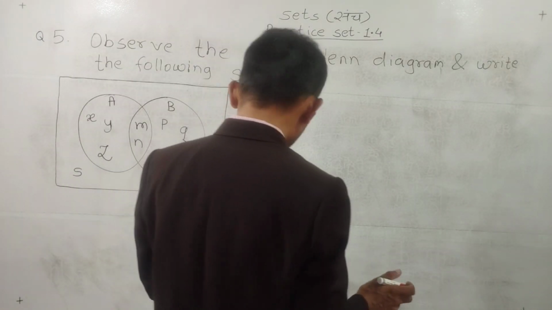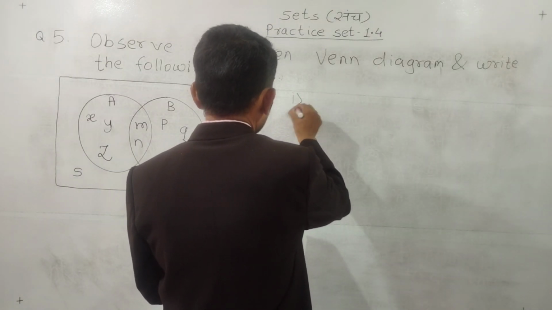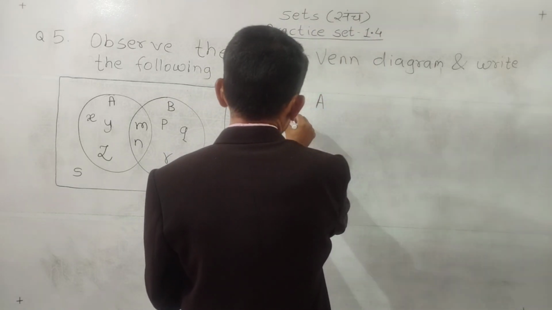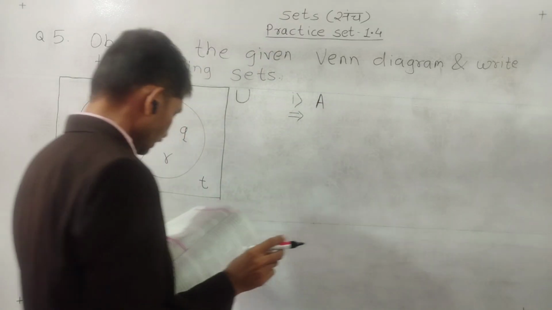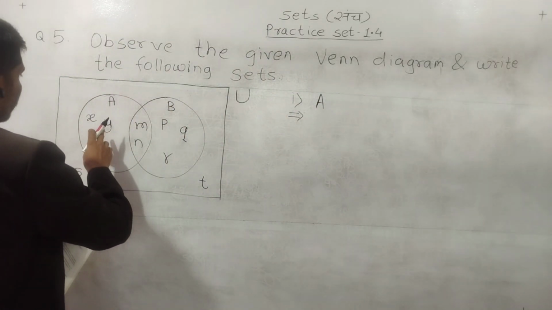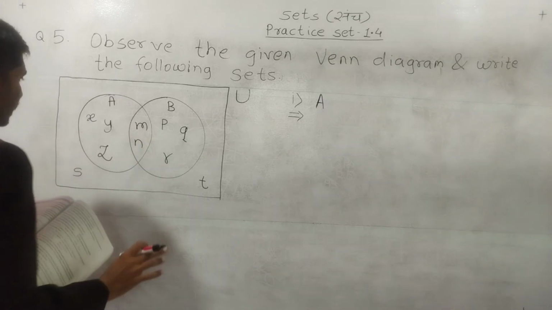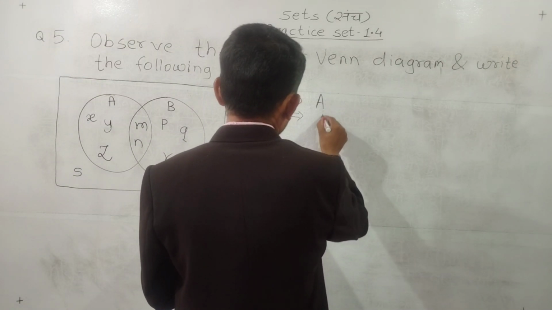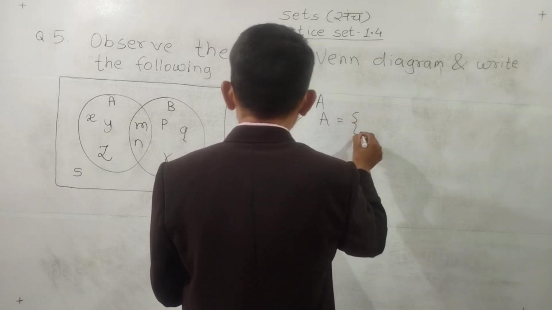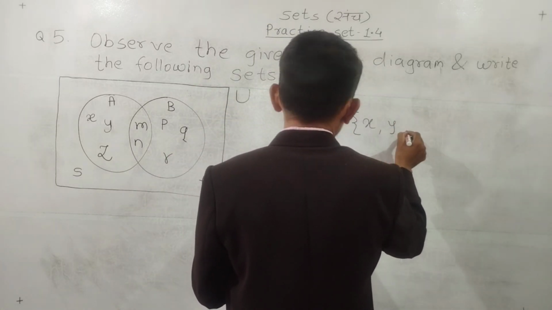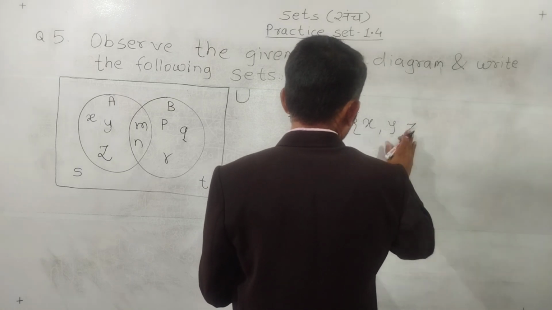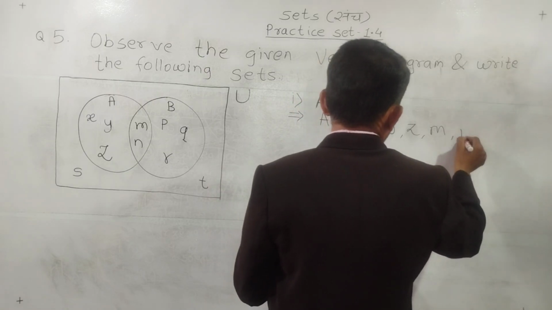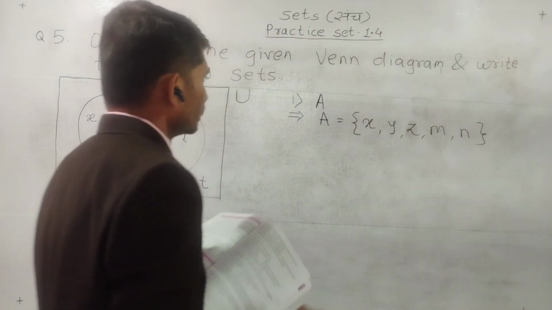Now, what examples are given here? See, what we have to write: set A. How can we write the set A? We have to write all the elements from set A: x, y, z, m, n, all the elements coming under the set A. So we can write here set A is equal to, in curly bracket, x, y, z, m, and n. Okay, these elements will come in set A.